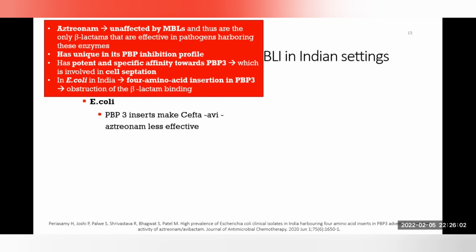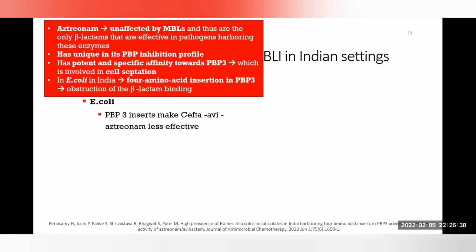So let's learn about aztreonam. Aztreonam is nothing but a monobactam which is unaffected by your MBL, and thus these are the only beta-lactam which are effective in organisms which are MBL producers. And this has a unique PBP, that is penicillin binding protein, inhibition profile, and has potent and specific affinity towards PBP3, which is involved in cell septation. In E. coli in India, there is some insertion sequence which has happened in the PBP3, which will make the drug no longer able to bind to it.